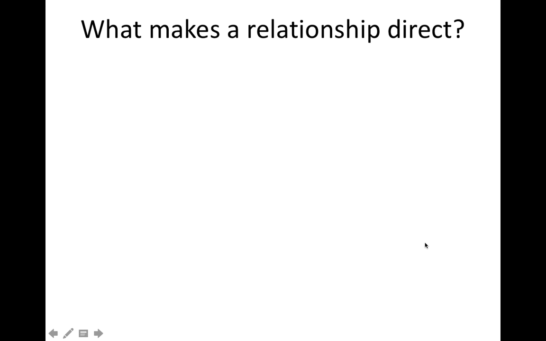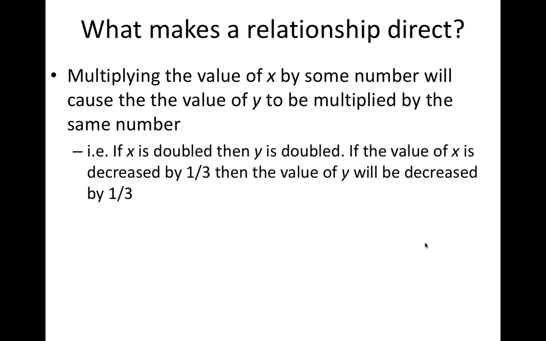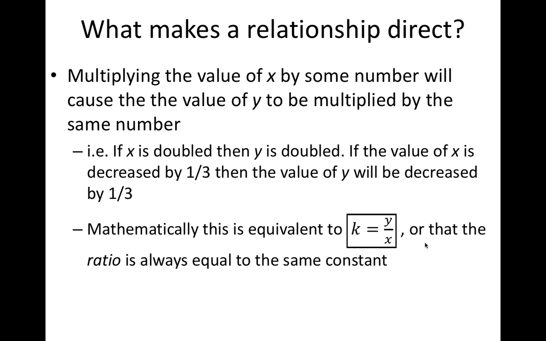You can recognize that two quantities share a direct relationship if one quantity is multiplied by some number and the other quantity is then multiplied by that same number. For example, if x is doubled or multiplied by 2, then y will also be doubled or multiplied by 2. The equation that shows a direct relationship is mathematically equivalent to the statement that the ratio or fraction of the two quantities is equal to a constant.